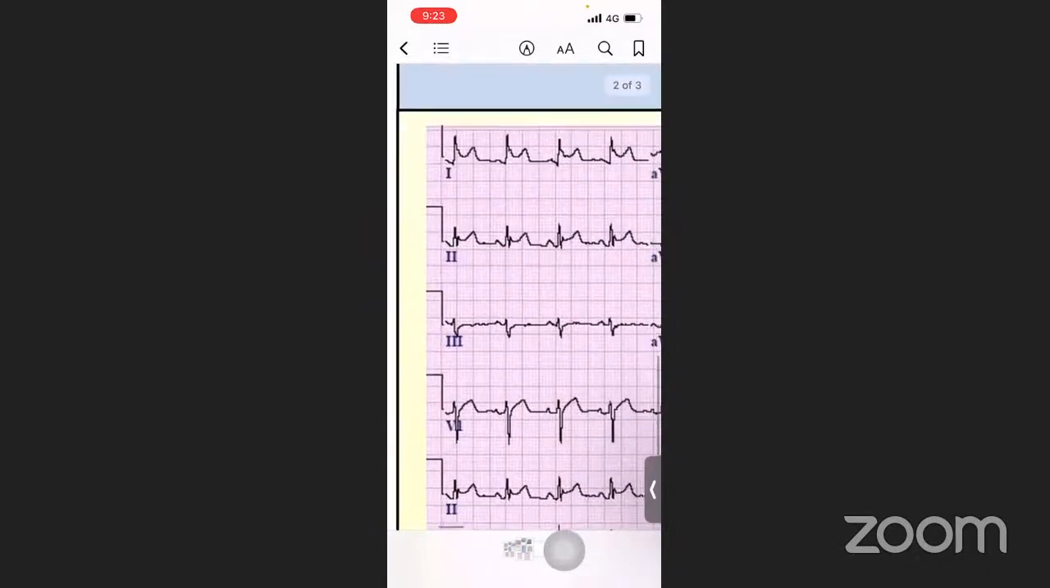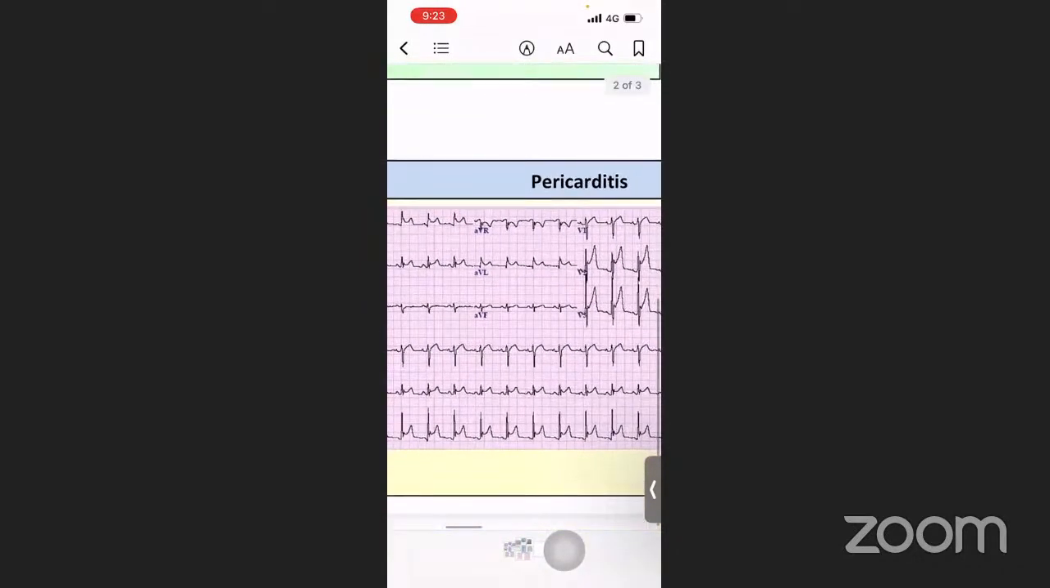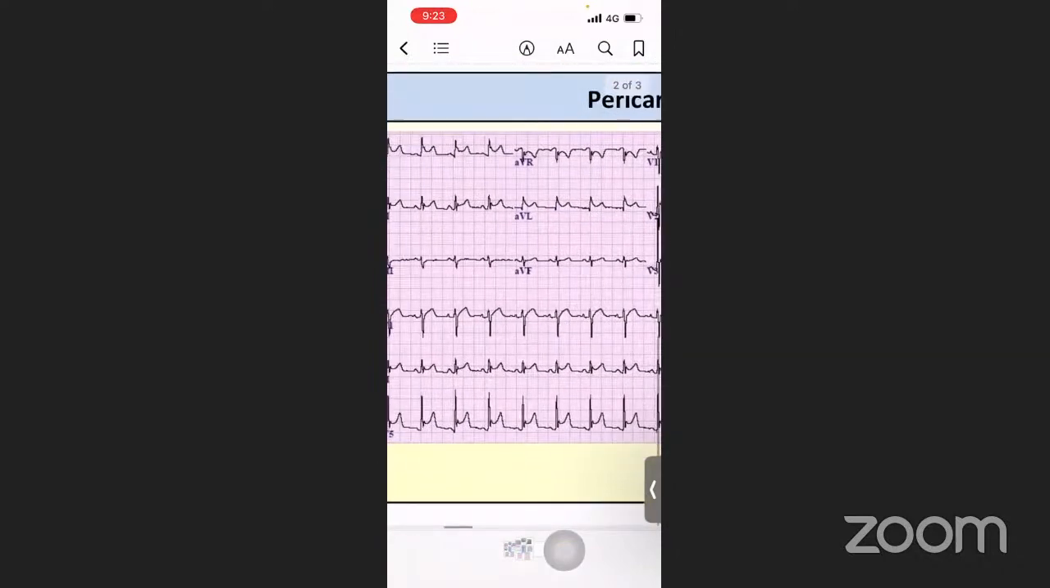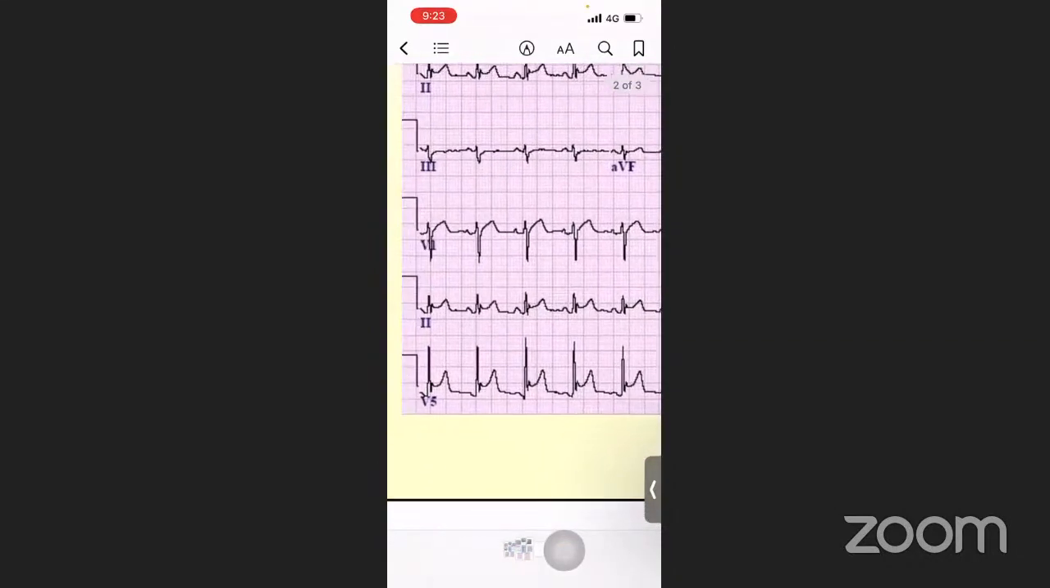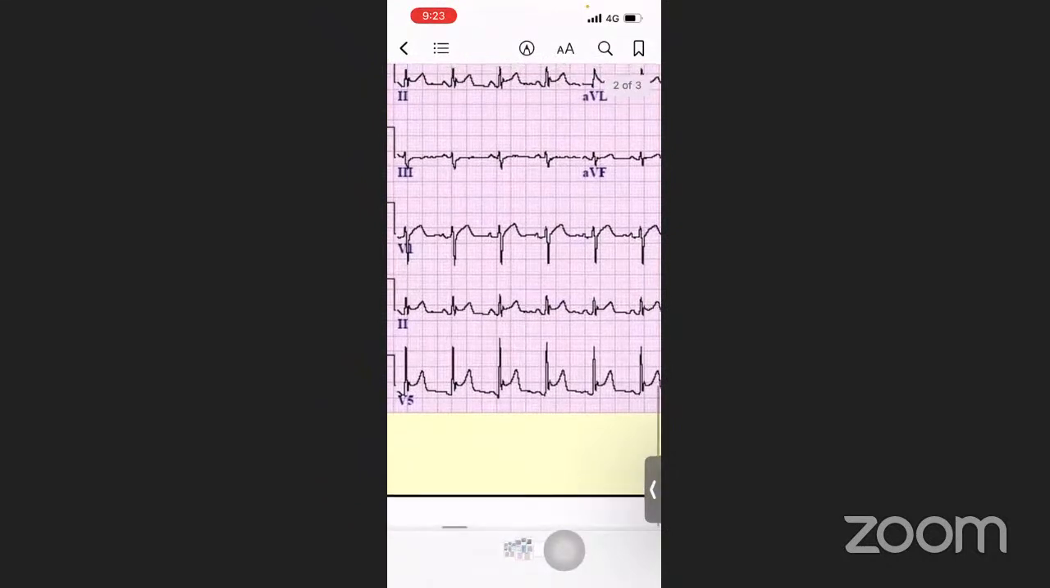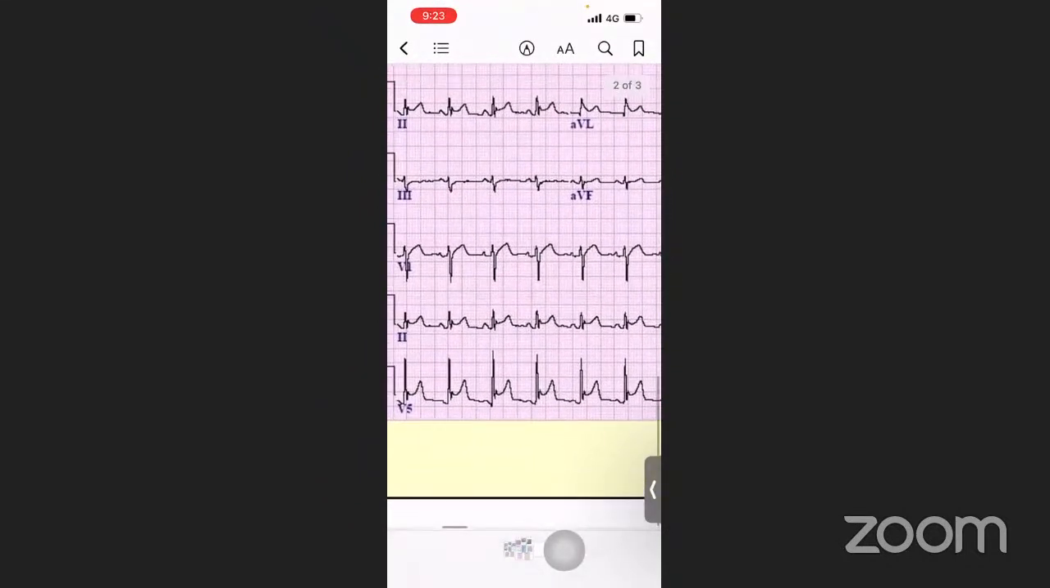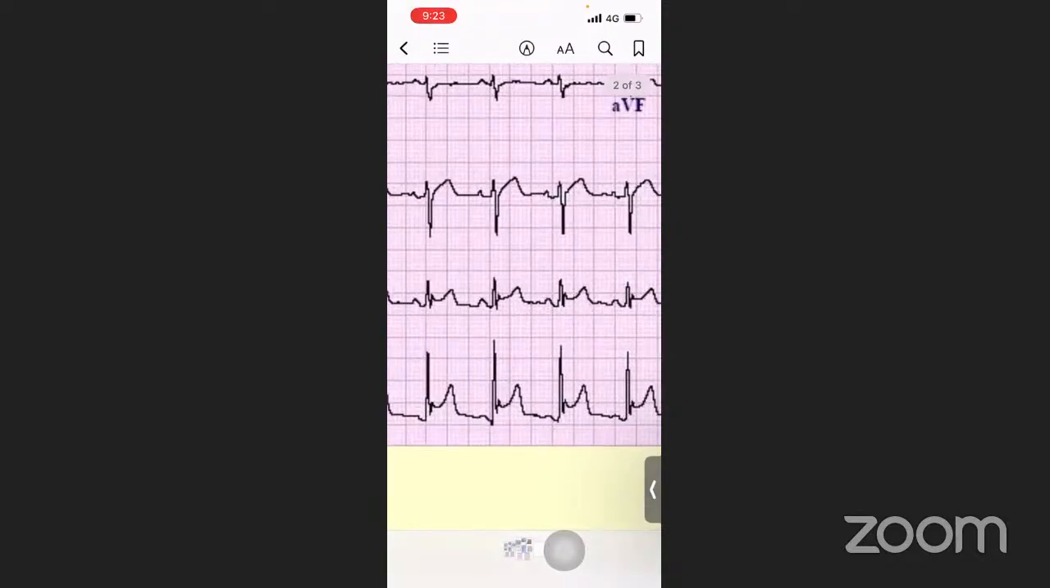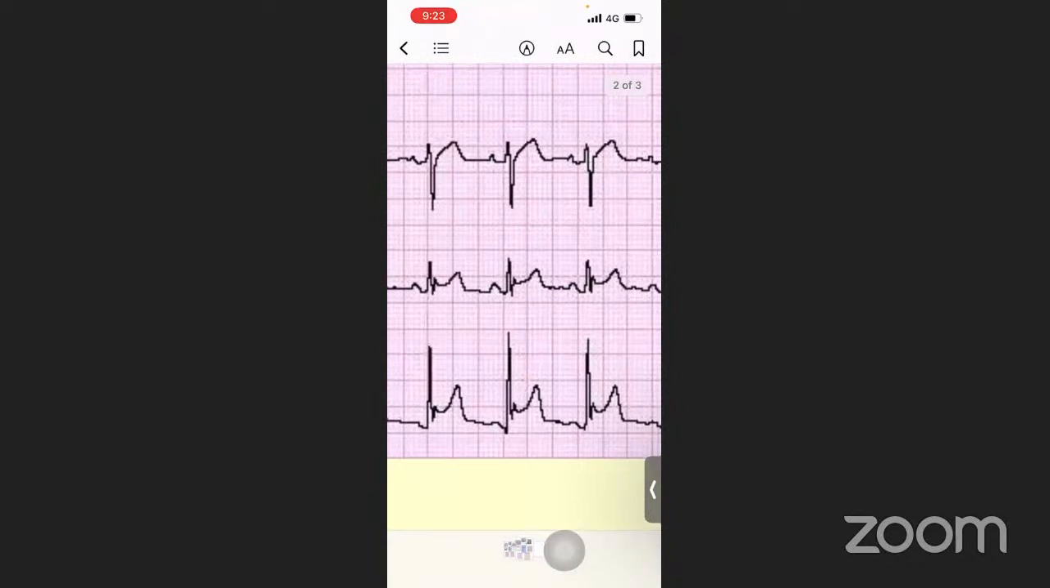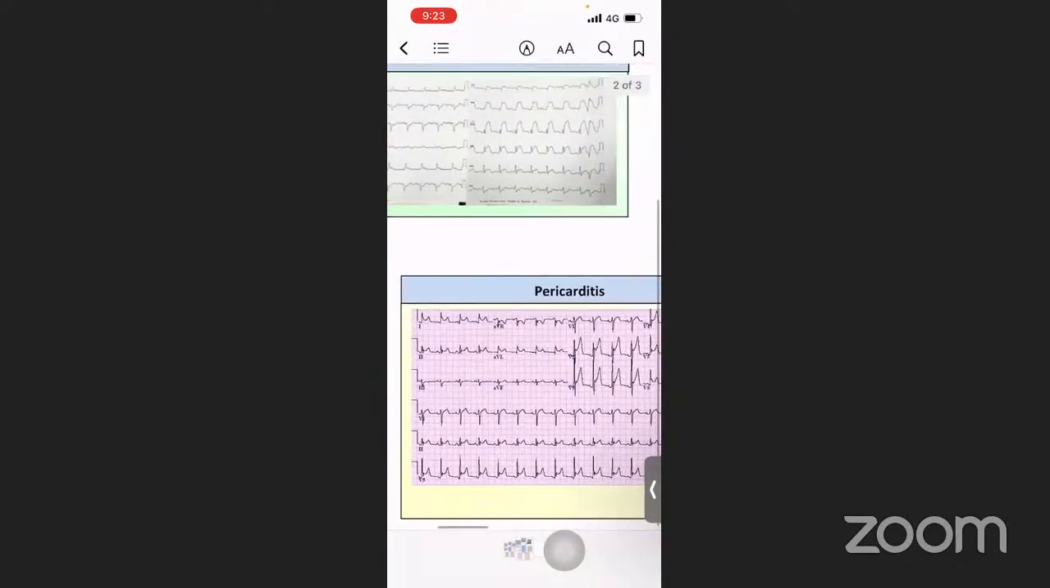Then now we go to pericarditis. Pericarditis also has ST elevation, but when you look at this, it is something like a saddle shape. Saddle shape is like when you sit on a horse, the back of the horse has a saddle, and it is concave. So you see this ST segment is concave. So this one is pericarditis.